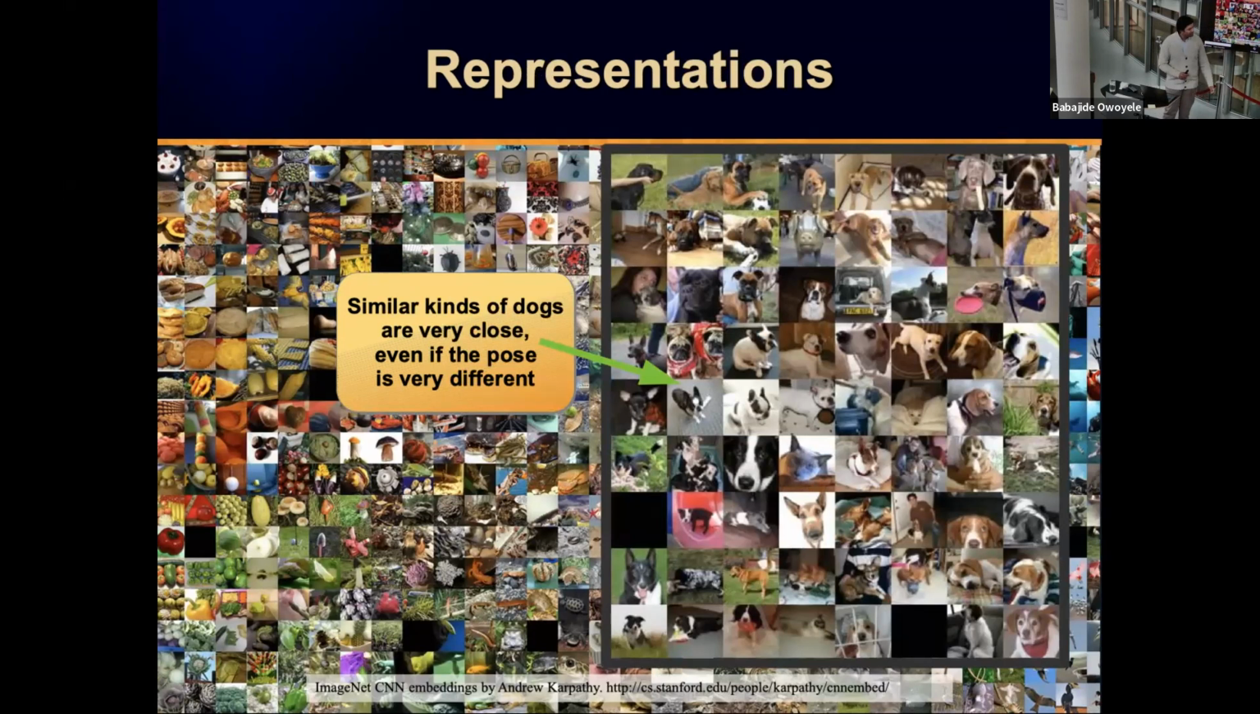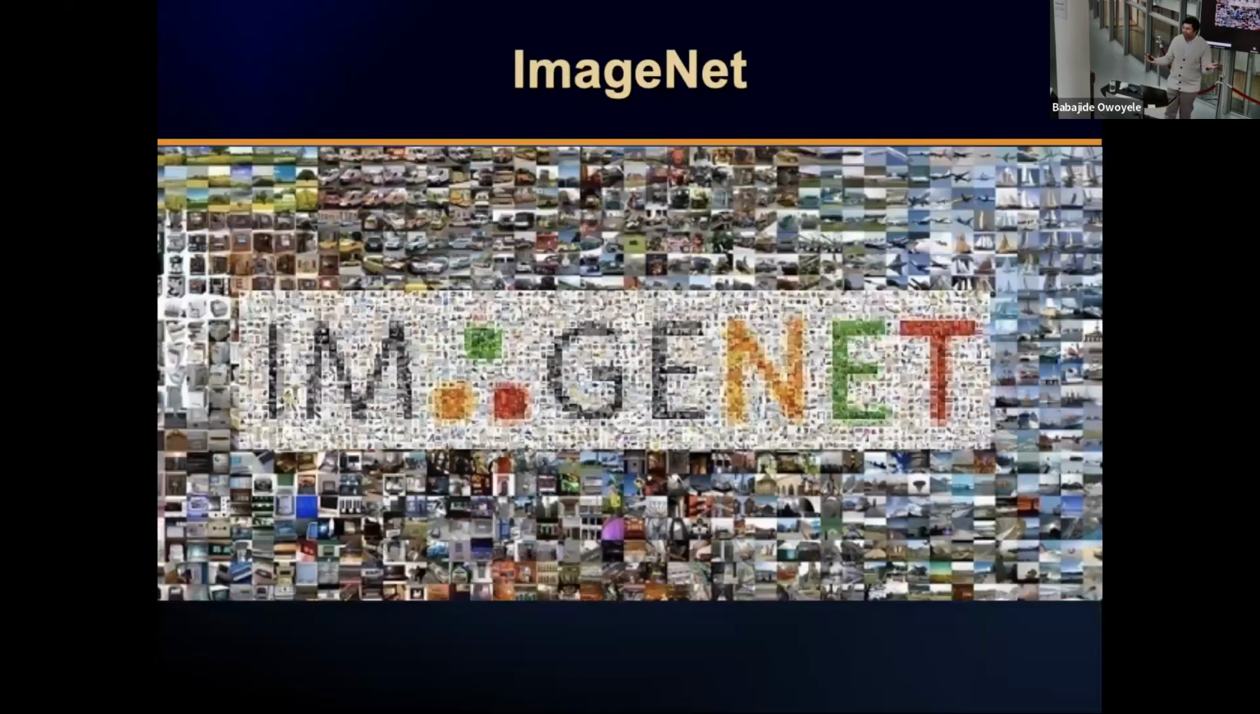So all these different images, initially to a computer, will look very different. They're completely different colors, different shapes, and so on. So how does the system do this? First of all, you need some good training data. At least historically, we needed very good training data to achieve this.